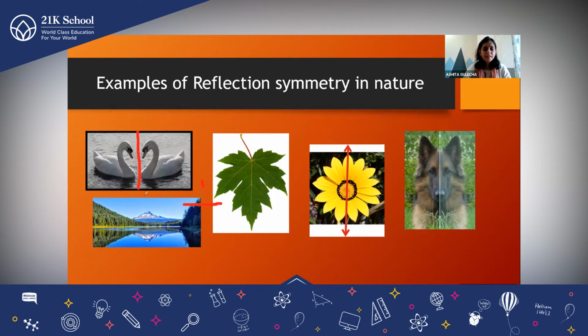Okay. So here, you can see this mountain image. How many lines of symmetry does that image have? Ma'am, 1. That's right. So you can find that here on the surface of the water. If I fold here, you can see the images matching each other.